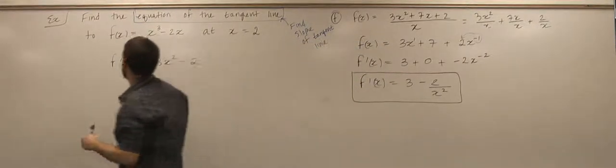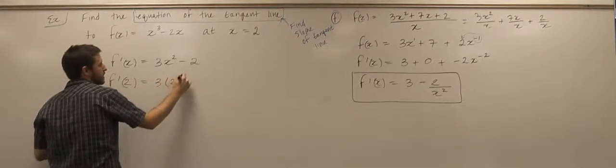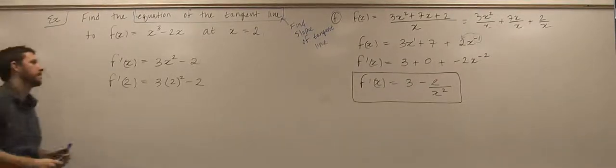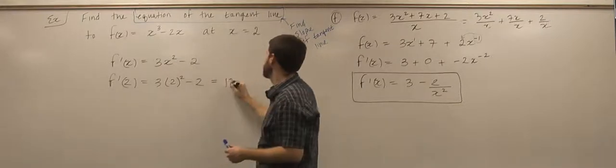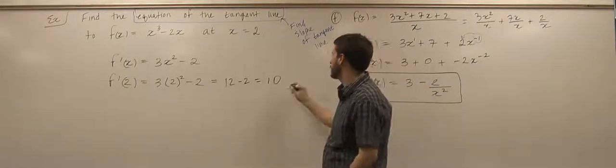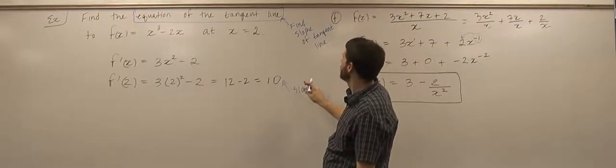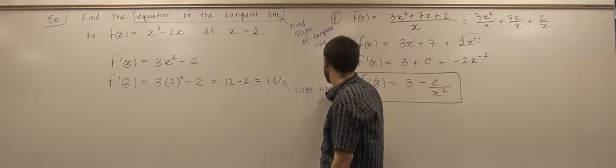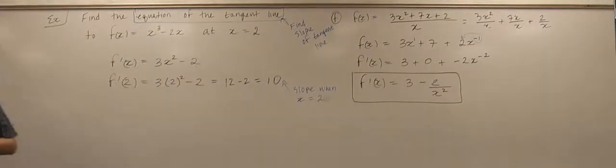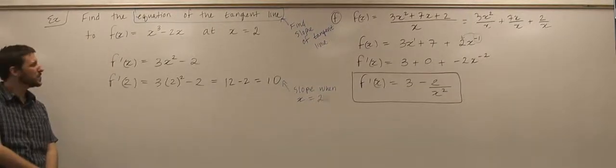Replace the value. So f prime at 2 will be equal to 3 times 2 squared minus 2. So 12 minus 2, 10. This is my slope when x is negative 1. Oh, I'm sorry, positive 2. Where did I get negative 1? I have no idea where I got that from. Oh, I know what I mean. But solve for the y value.